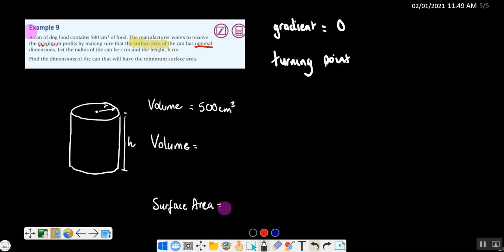Either you remember them, or, there is pi r squared as part of it, because that's the area of the circle. So we do have pi r squared, but you have one on the top, one on the bottom. So you have two of them, 2 pi r squared.